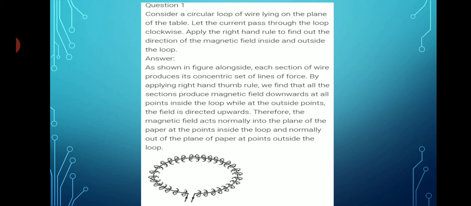At all points inside the loop, while at the outside points, the field is directed upwards. Okay, outside the loop, the direction of the magnetic field is upward. Therefore, the magnetic field acts normally into the plane of the paper at the points inside the loop, and normally out of the plane of the paper at points outside the loop.